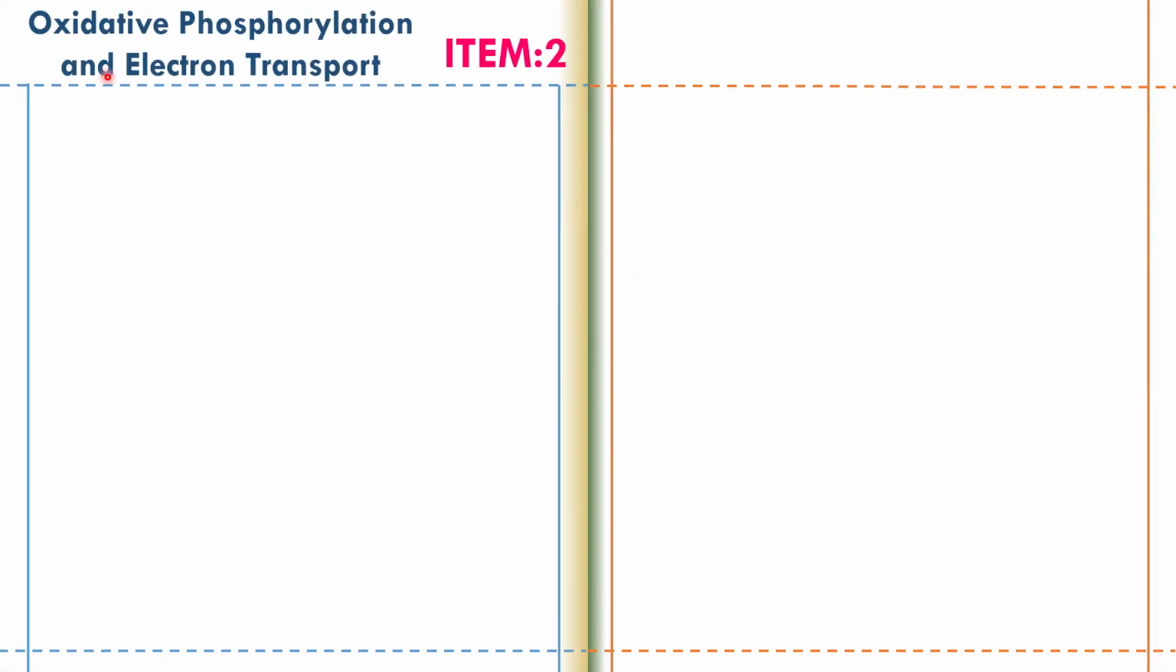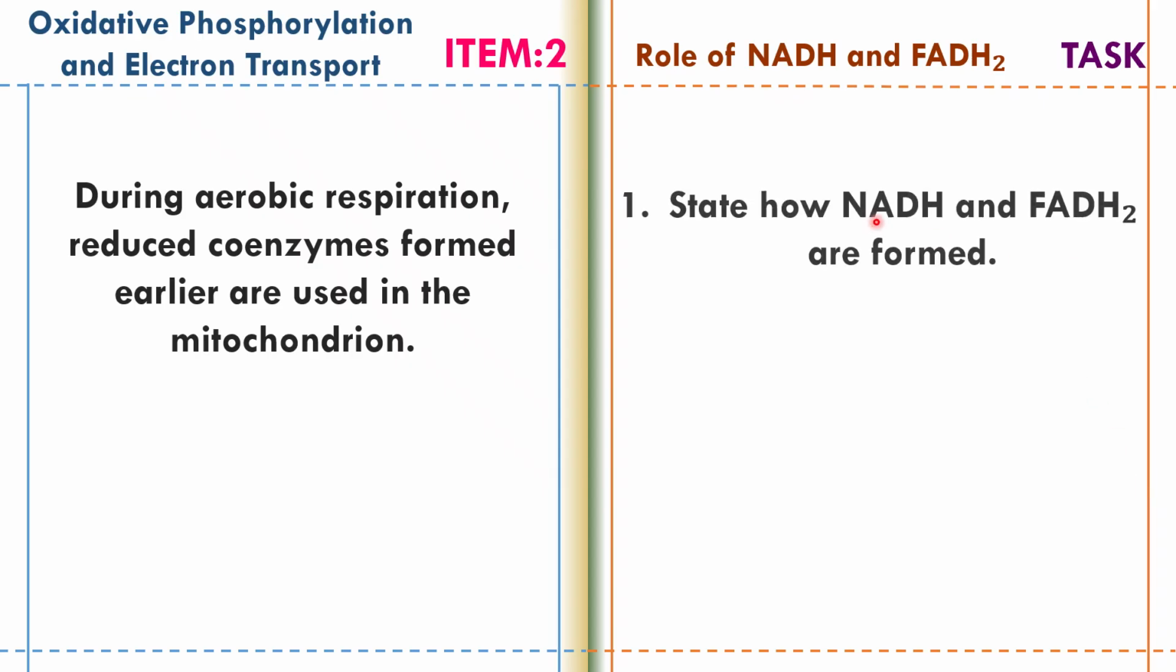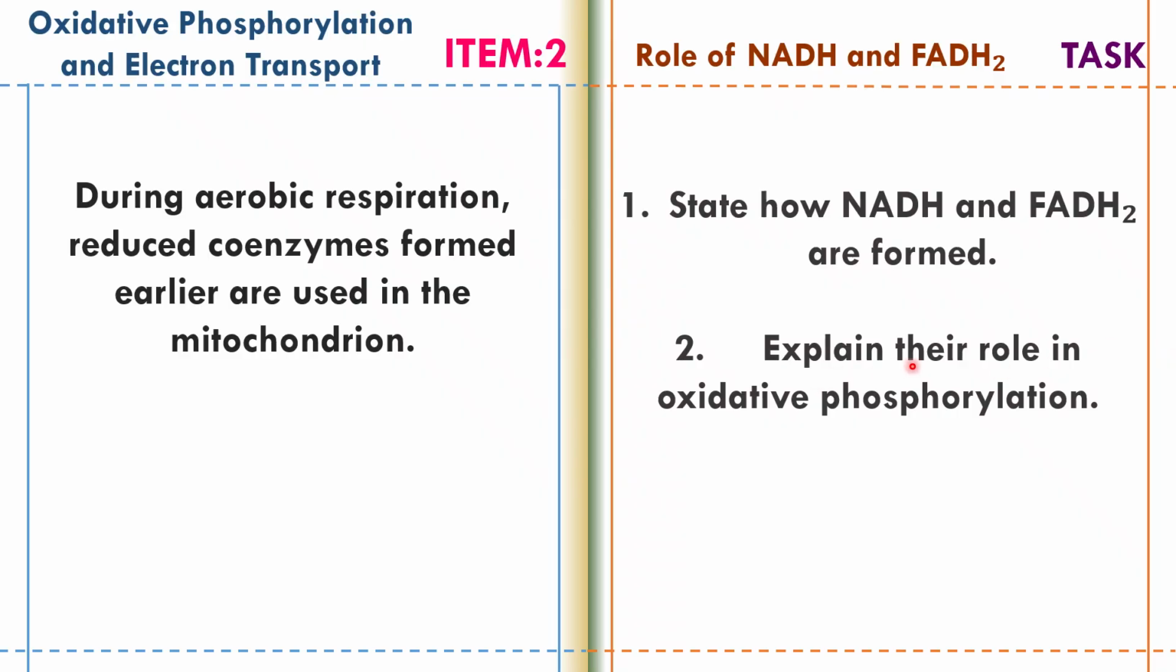Oxidative phosphorylation and electron transport, item 2. Focusing on the role of NADH and FADH2. During aerobic respiration, reduced coenzymes formed are used in the mitochondrion. Task: state how NADH and FADH2 are formed. Explain their role in oxidative phosphorylation.